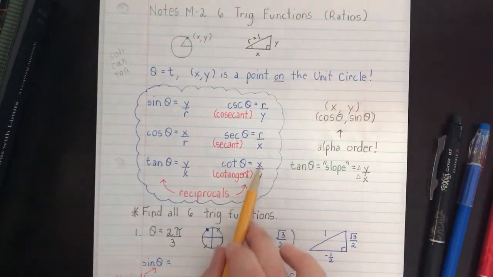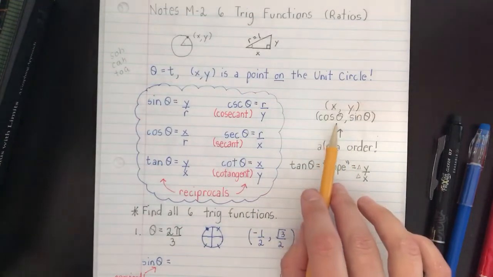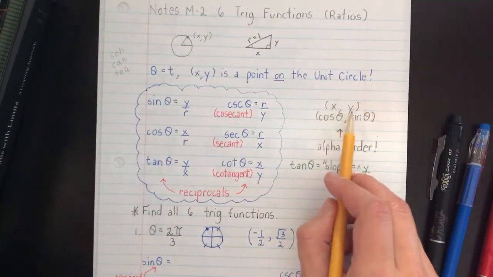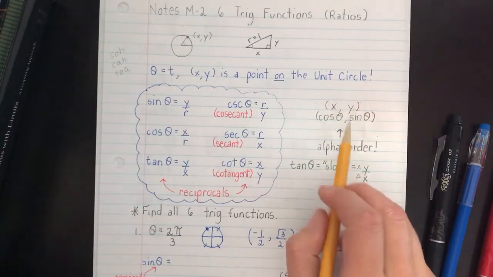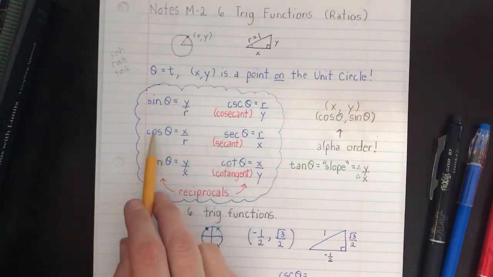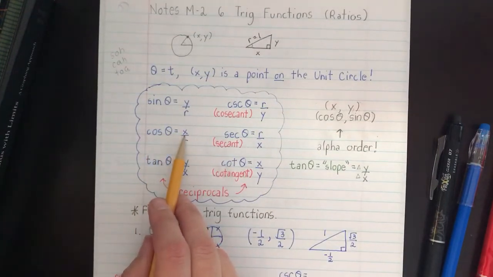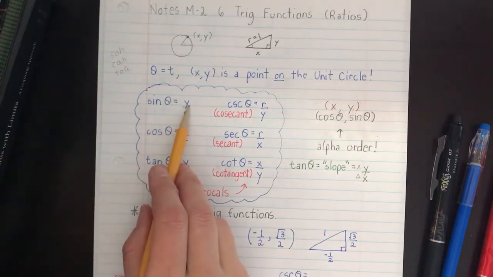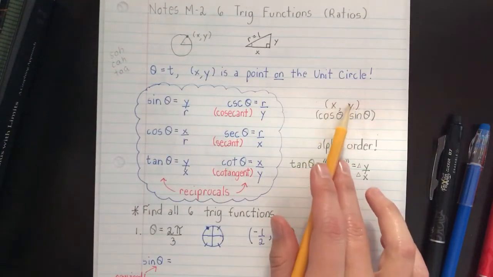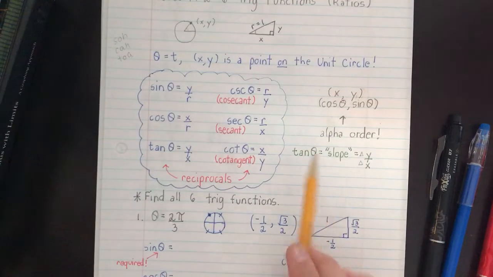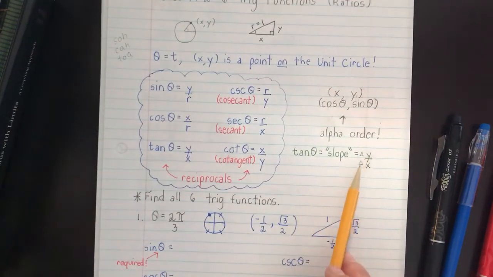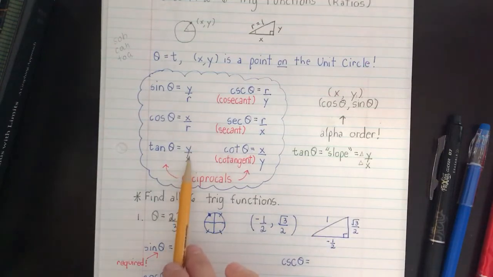Pay attention to the fact that x, y is in alphabetical order, just like cosine, sine is in alphabetical order. Cosine deals with x and sine deals with y. Whereas tangent, which is similar to slope, is really like our change in y over change in x.